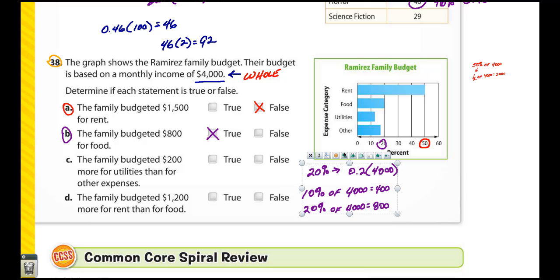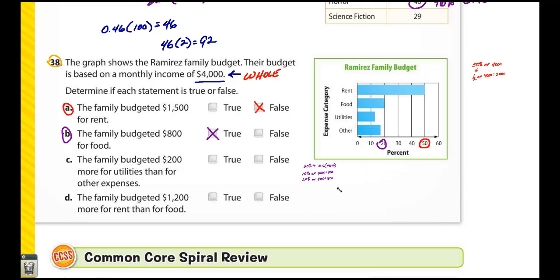Remember, any point you want to, you can go back, you can look over this work again. We'll stick that up there, and we will do the next one in green. The family budgeted $200 more for utilities than for other expenses. So we have utilities and we have other expenses. And it says they budgeted more for utilities. But we can see the utilities bar is actually shorter than the others. So they budgeted less.